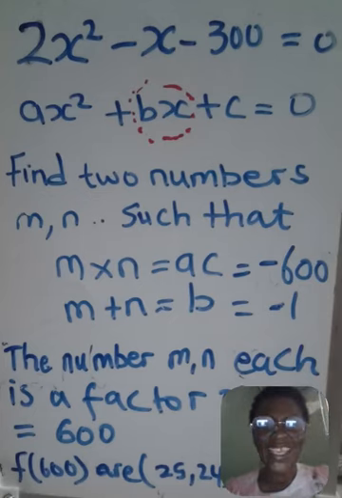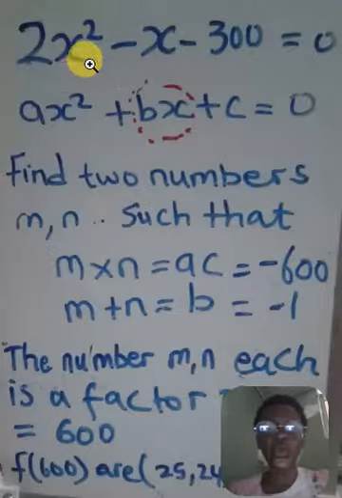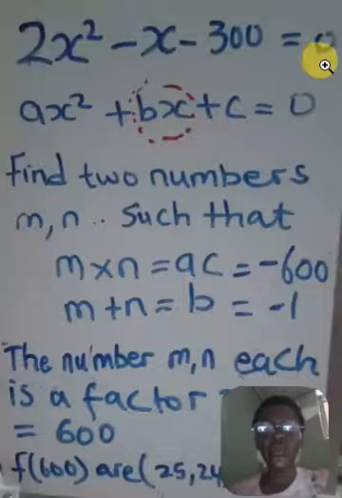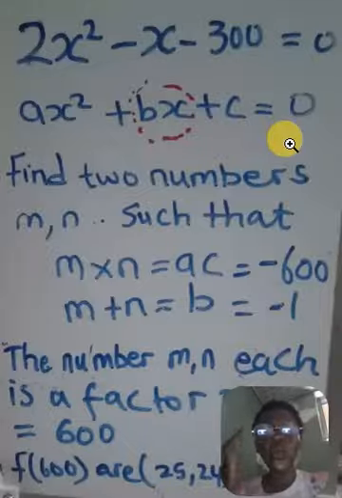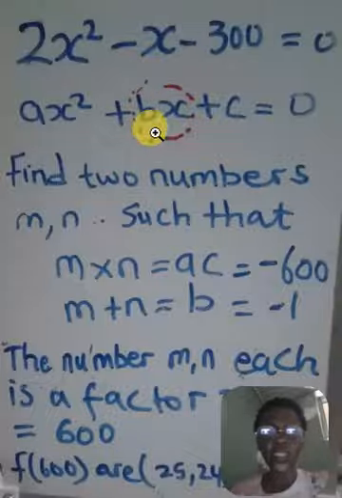Hello, here is another tricky quadratic equation that we want to solve by factorization. As you can see up here, 2x squared minus x minus 300 is equal to 0. And this is the typical expression of a quadratic equation. And when we want to solve it by factorization, this is what we consider.